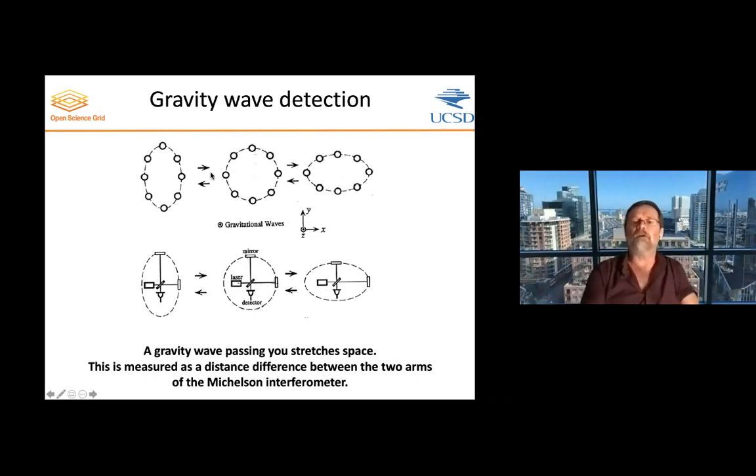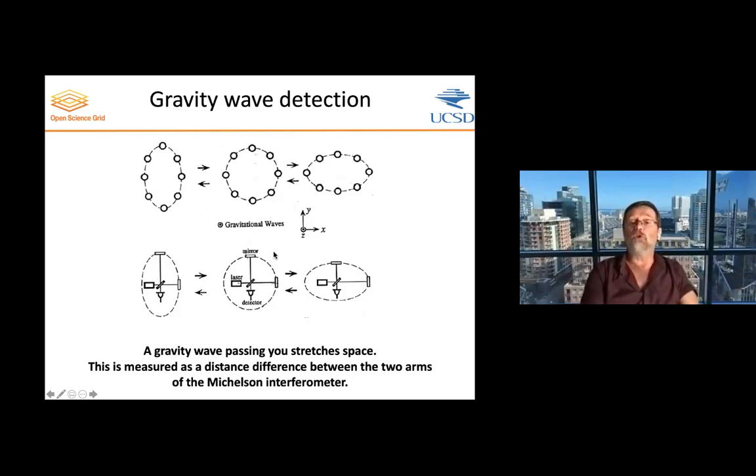So now what happens? Now I want to illustrate this in two dimensions. So imagine a wave passes a circular thing with lots of different masses. What you would see is that it would first constrict it this way and stretch it that way. Then a moment later, it would be a perfect circle. And then a moment later, it would stretch it in this direction and squash it in that direction. Right. That's effectively what the wave does as it passes.